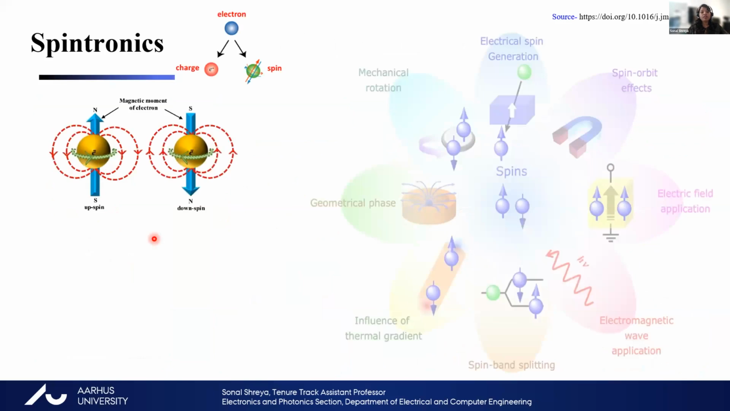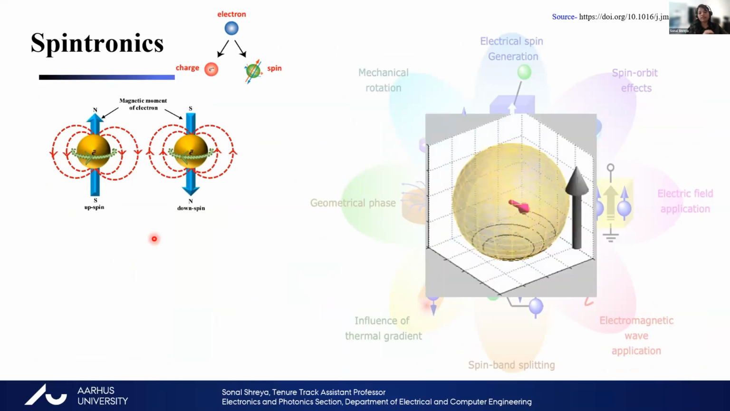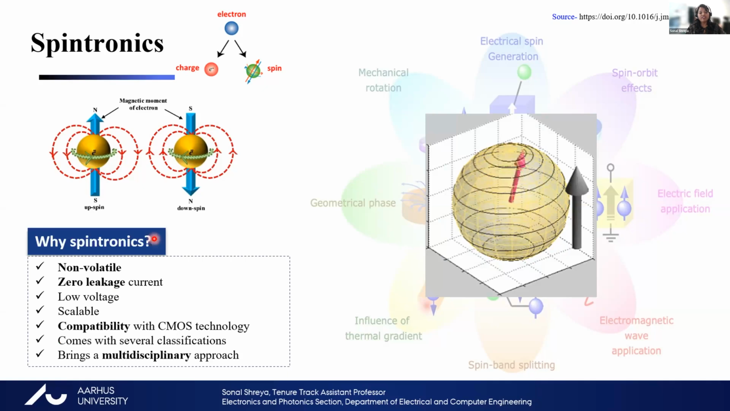When we talk about spintronics, it is somehow very close to conventional charge-based electronics, because instead of the degree of freedom of electrons and absence of electrons, that is holes, we look at another degree of freedom, which is the orientation of spin, that is up spin or down spin. Based on that, we can store the information and process the information. The beauty of these devices is that we can switch the direction of magnetic moment from one direction to another. Some of the main features of spintronic devices are non-volatility, zero leakage, low voltage, scalability. Then the best feature is compatibility with CMOS technology. Then it comes with several classifications and brings a multidisciplinary approach.